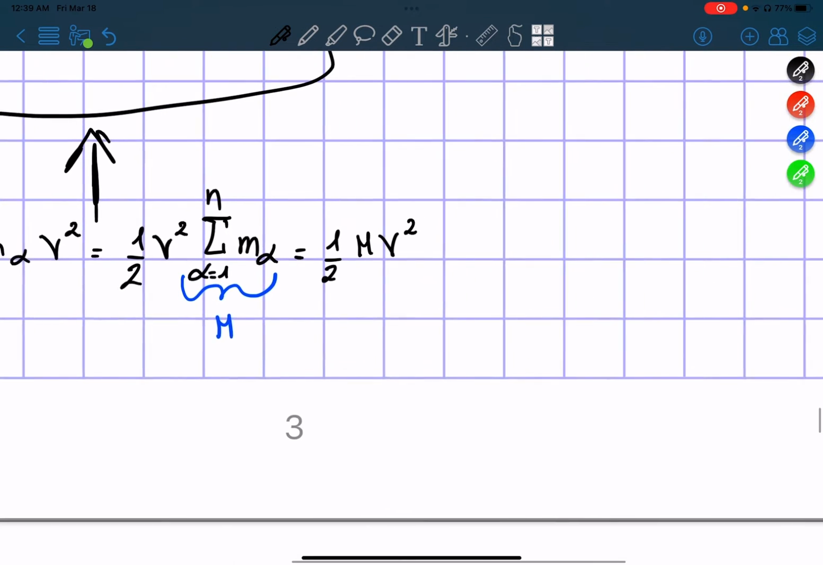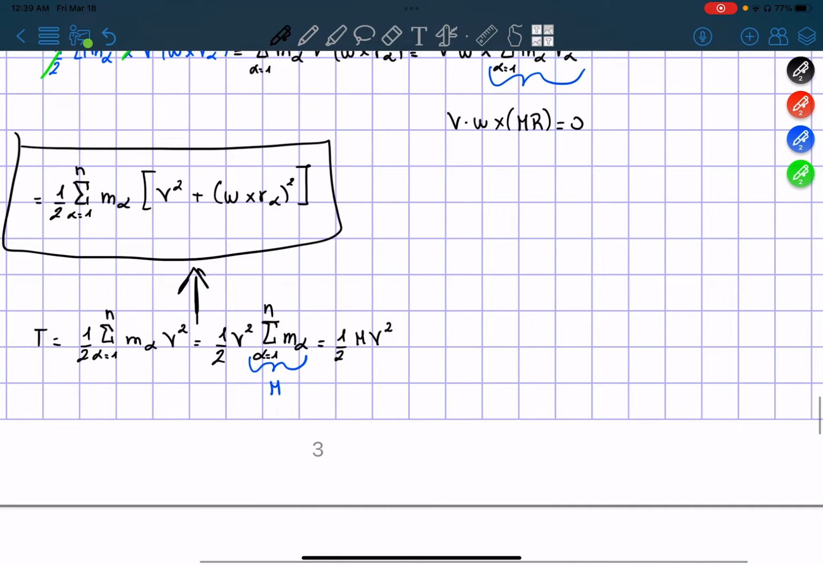And then the rotational part doesn't really change. The rotational energy is equal to 1/2 the sum of m alpha from 1 to n, then w cross r alpha. I believe everything is, oh, I forgot squared over here. That's what was wrong. Yes, okay.